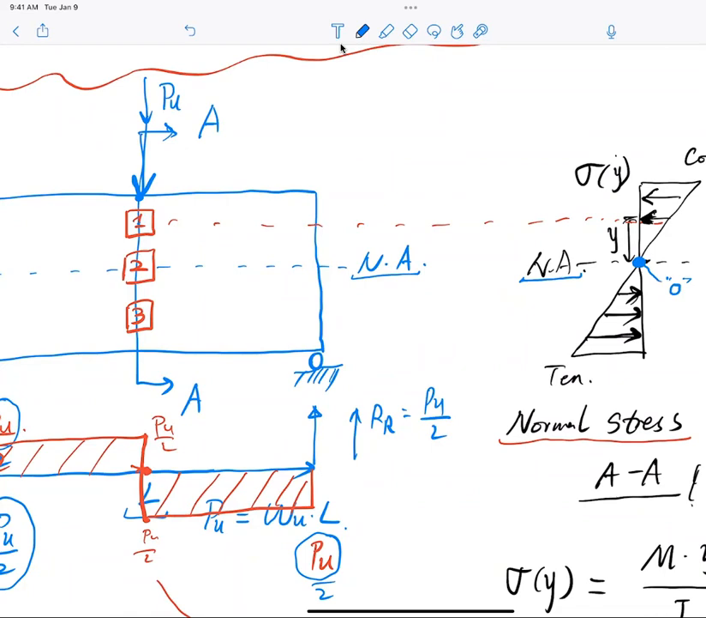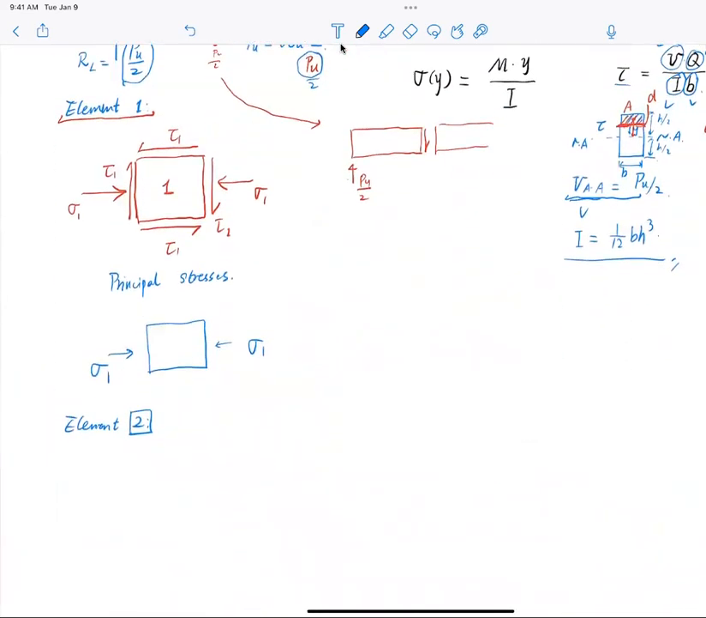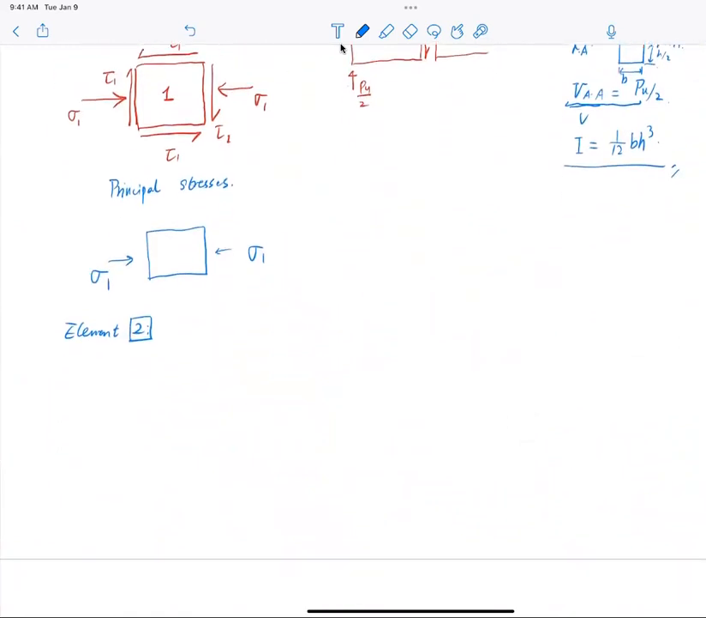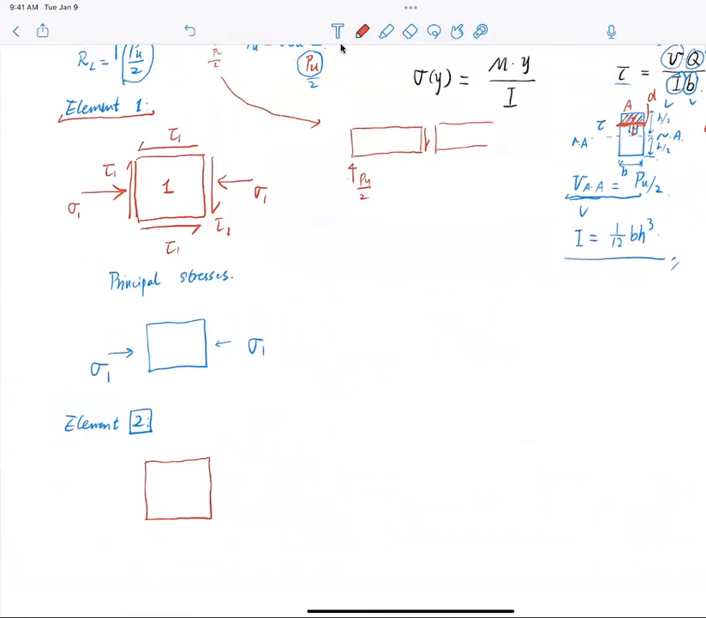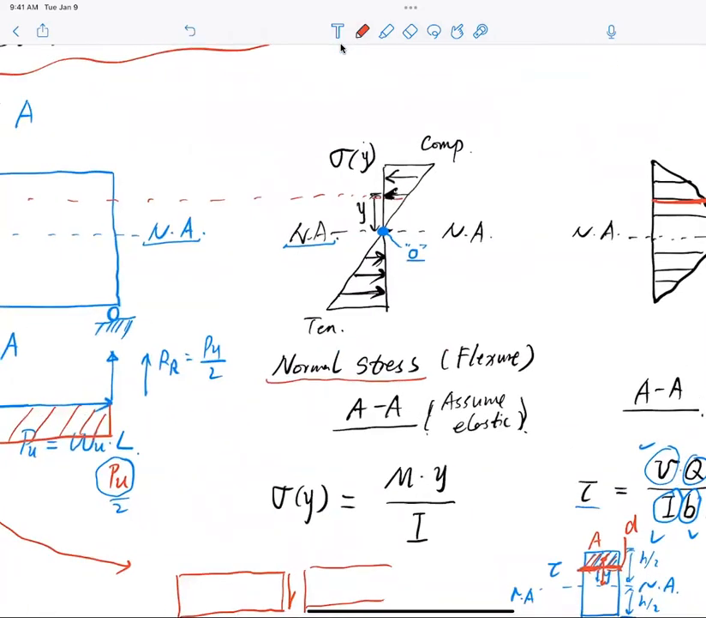Then 0. That means I benefit from it because I know exactly there's no normal stress in element number 2. Just like Danny says, they cancel out. It's right in the middle, so there will be no normal stresses. However, don't forget, we are sitting on the neutral axis, so following the diagram, the shear stress though is at the maximum.